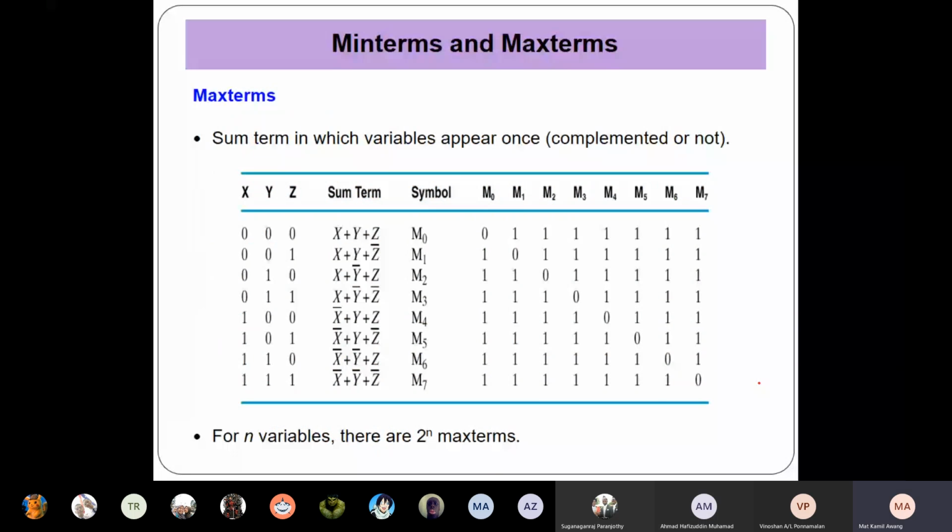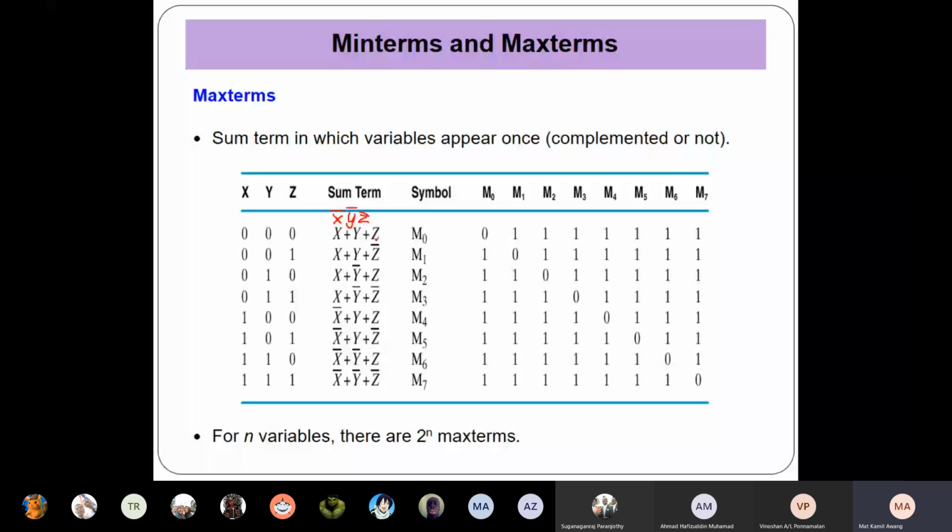Max term is the sum term in which each variable appears once, complemented or not. So this is the same table as just now, but the difference is that this is the sum term, or max term. So 0, 0, 0 is x plus y plus z. So you see the difference? In the min term, this is actually x bar, y bar, z bar. But in terms of the max term, it is x plus y plus z. And the symbol is capital M, M0.